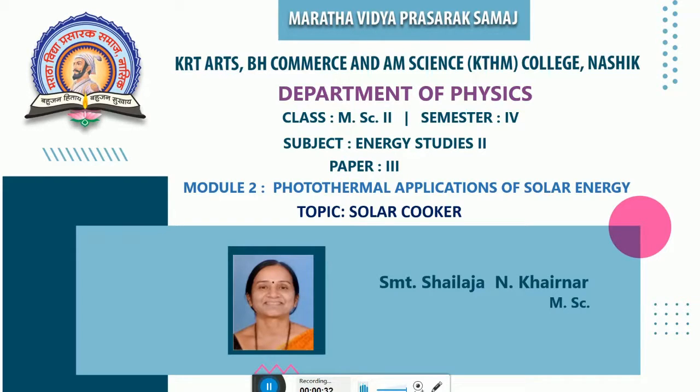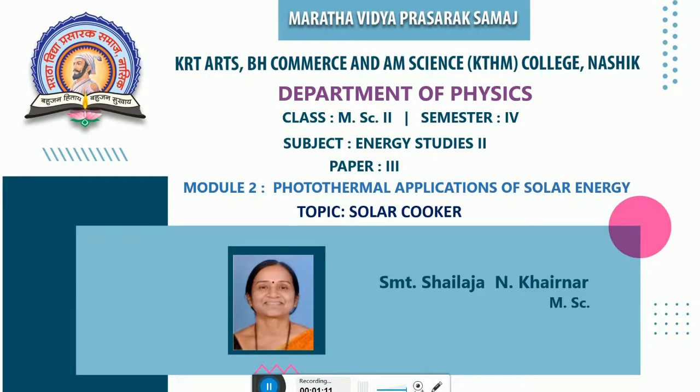We know that in villages 90% of energy is consumed for cooking. A variety of fuels like coal, kerosene, cooking gas, agricultural waste, firewood, dung cakes, etc. are used for cooking, but there is a rapid deterioration in the supply of these fossil fuels. So a solution to this problem is the harnessing of solar energy for cooking purposes.